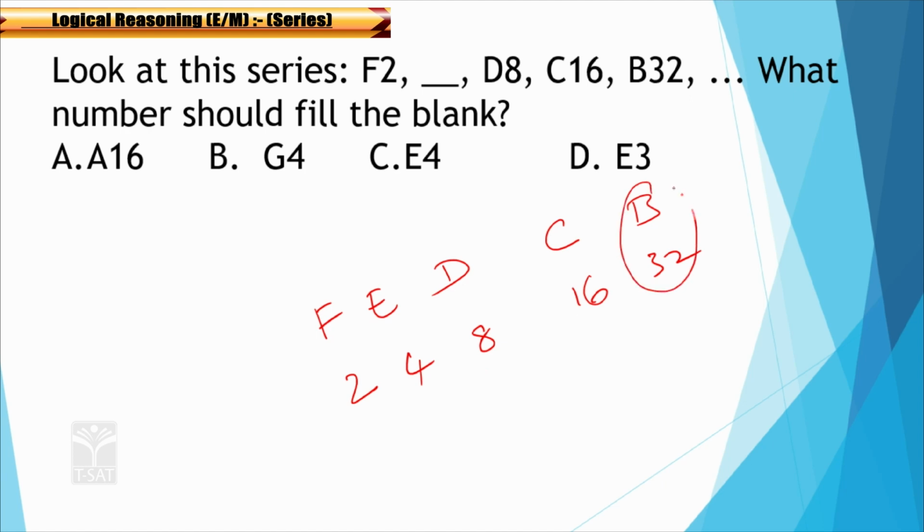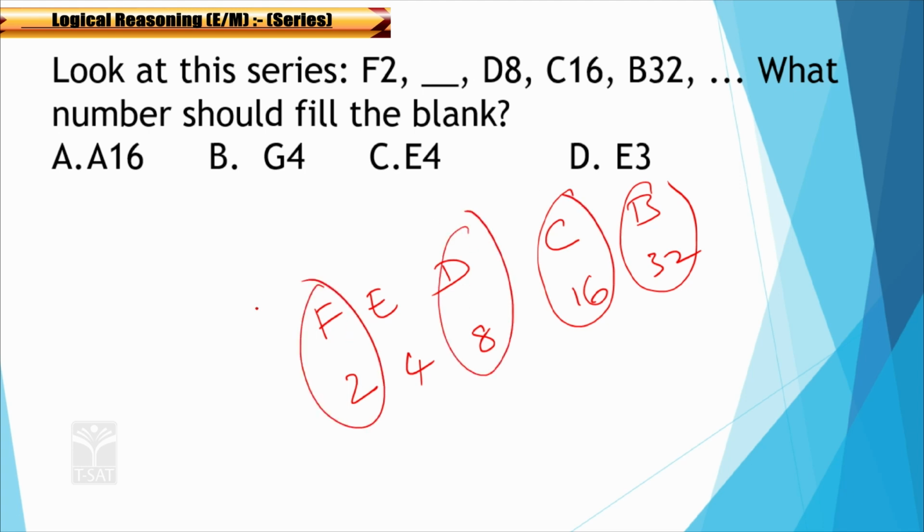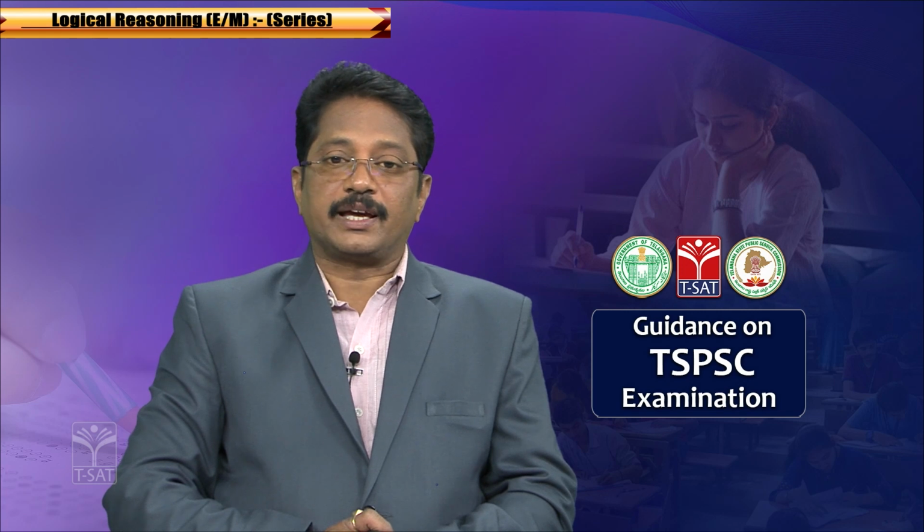B and 32 is one combination, C and 16 is one combination, D and 8 is a combination, F and 2 is one combination. So the required combination is E4. So E4 is the correct answer. In this manner, you can calculate the required combination. Clear? Okay.